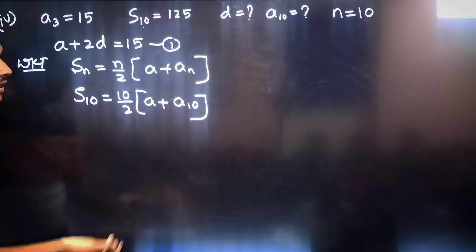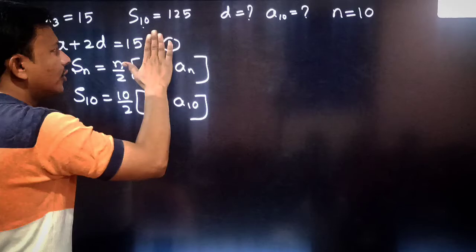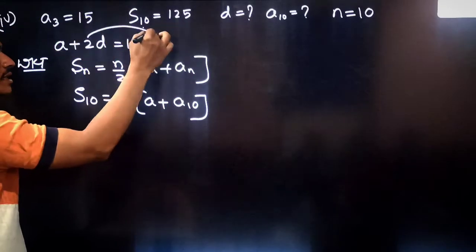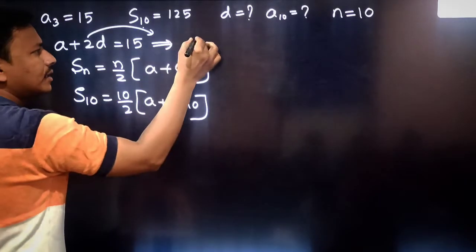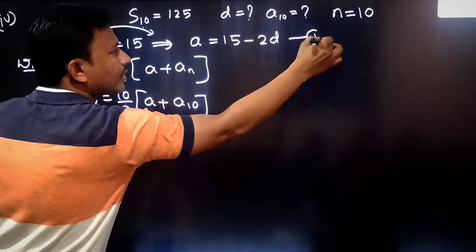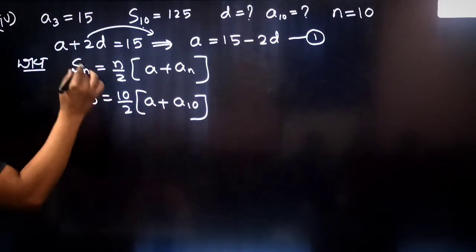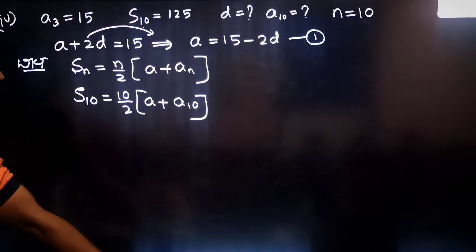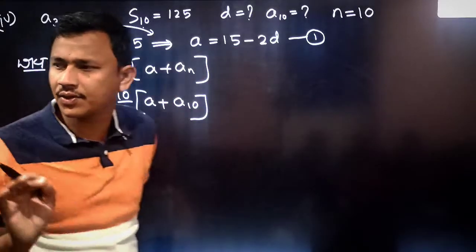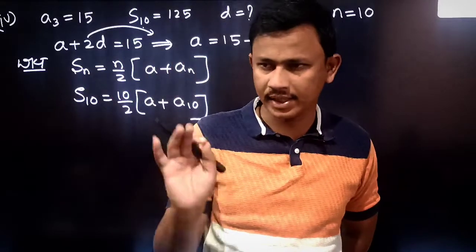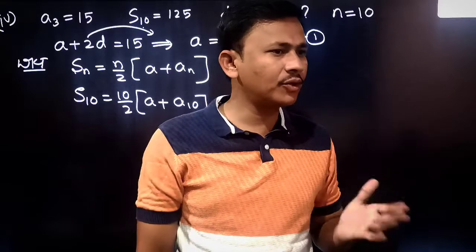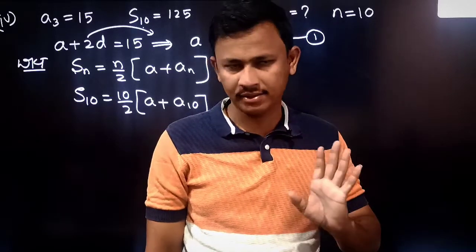A plus A10. Look here. From equation number 1, A plus 2d is 15, so A is equal to 15 minus 2d. A is equal to 15 minus 2d. Correct? A is equal to 15 minus 2d. Sn formula n by 2 in bracket a plus an.